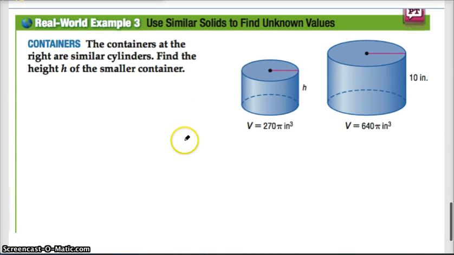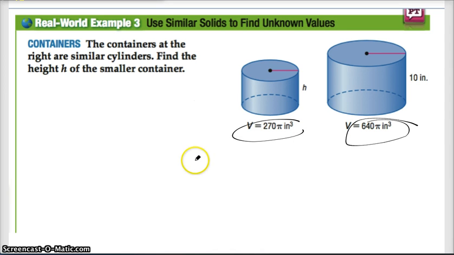In example 3, we're going to use similar solids to find the unknown information. So the containers at the right are similar cylinders. Find the height h of the smaller cylinder. So they've given us the volume. They've told us that we have similar cylinders. So we already know that, let's say the scale factor is a to b, then we know that the surface area ratio will be a squared to b squared, and the volume will be a cubed to b cubed.